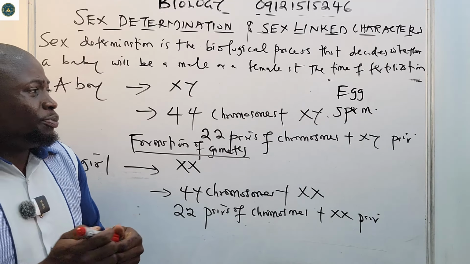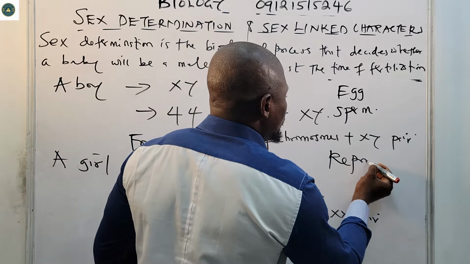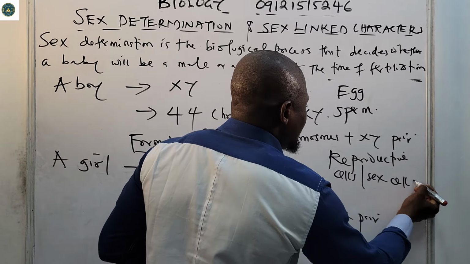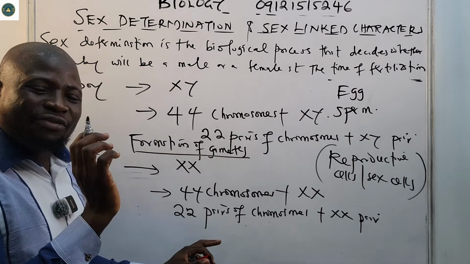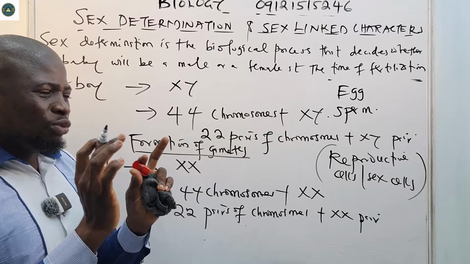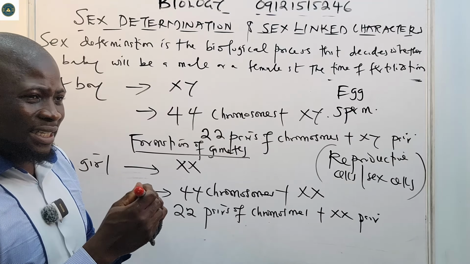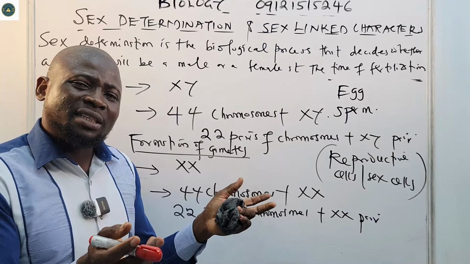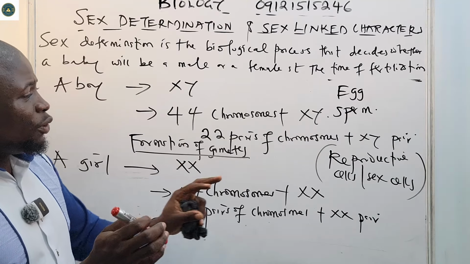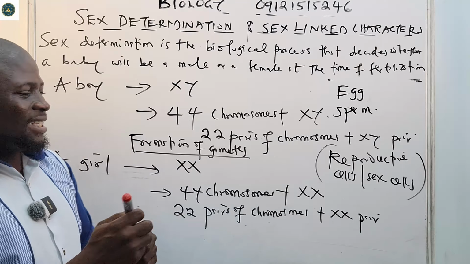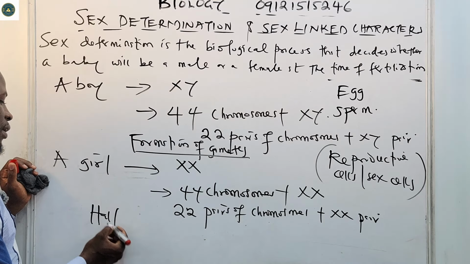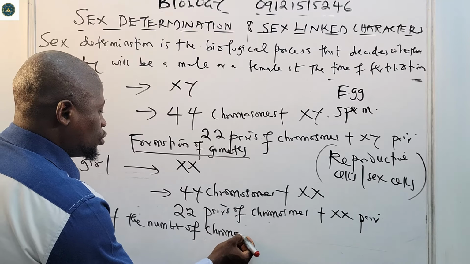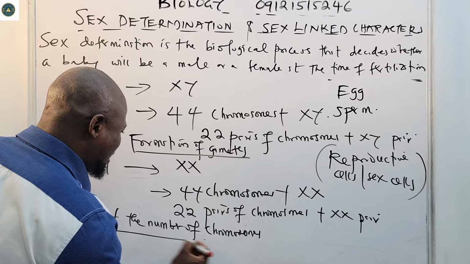We know that reproductive cells, or the ones we call sex cells, will only have half the number of chromosomes. When we discussed meiosis and mitosis, we discussed that extensively. So if you've not watched that class, you have no business here. Go and watch and come back. We know that reproductive cells, or sex cells, have half the number of chromosomes that our somatic cells have.